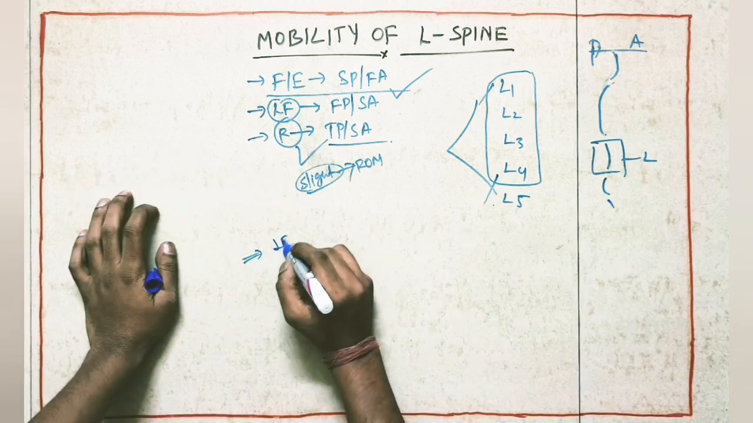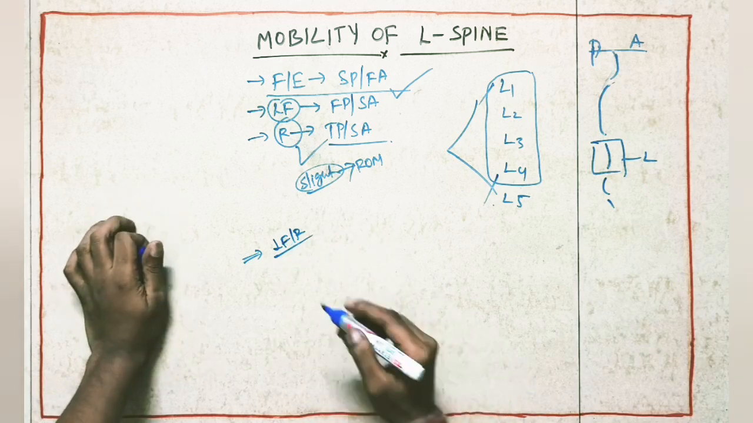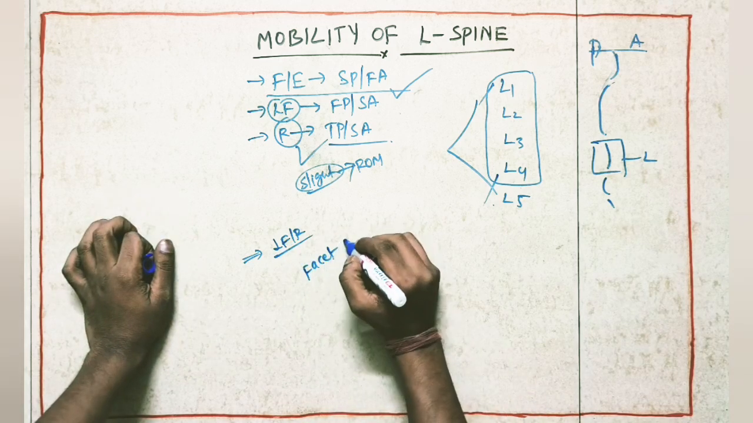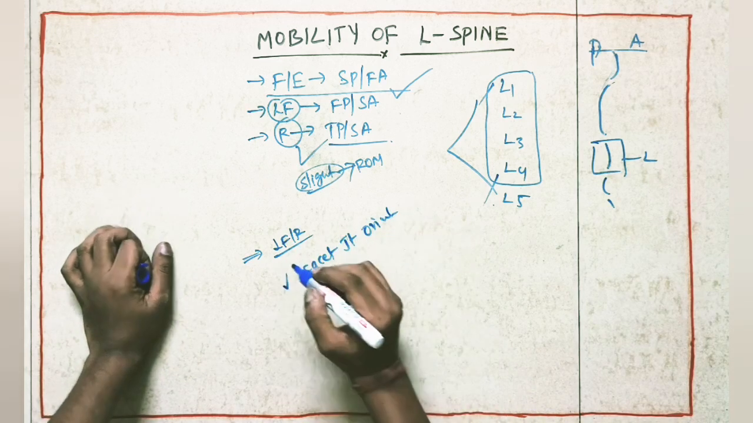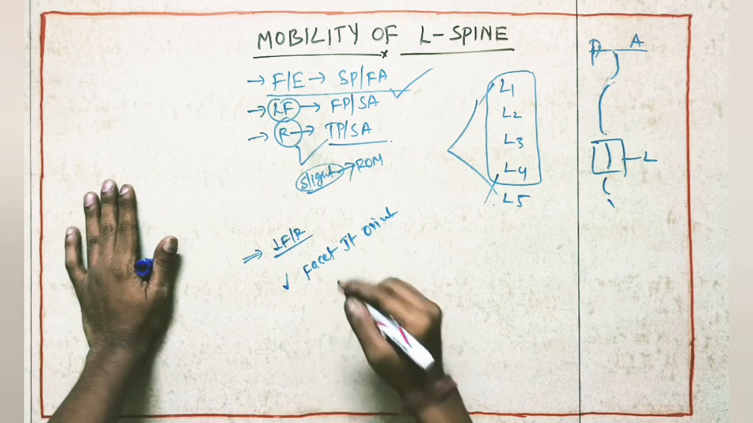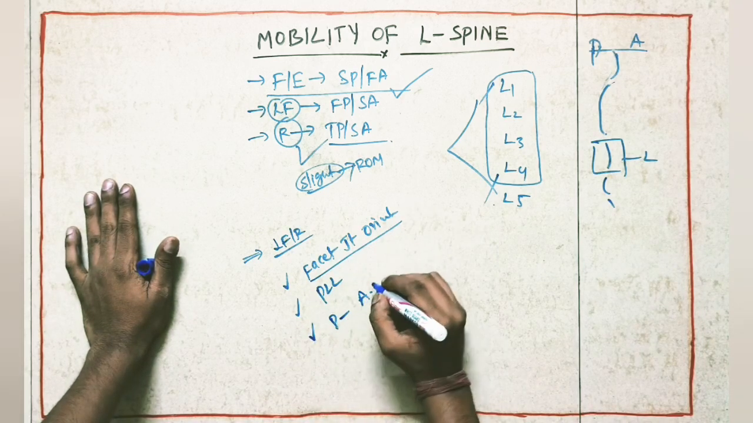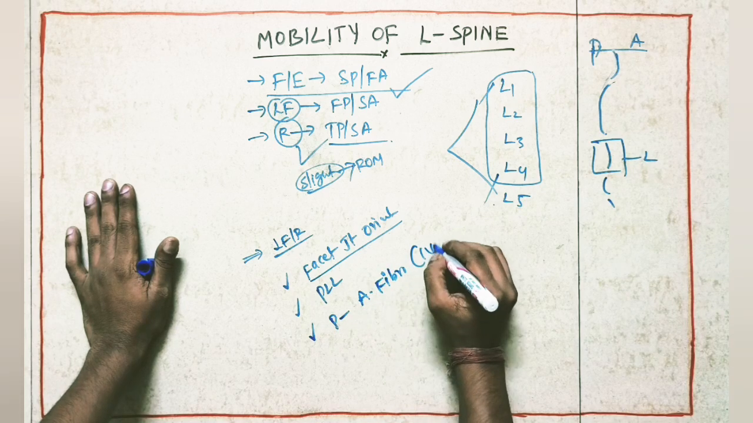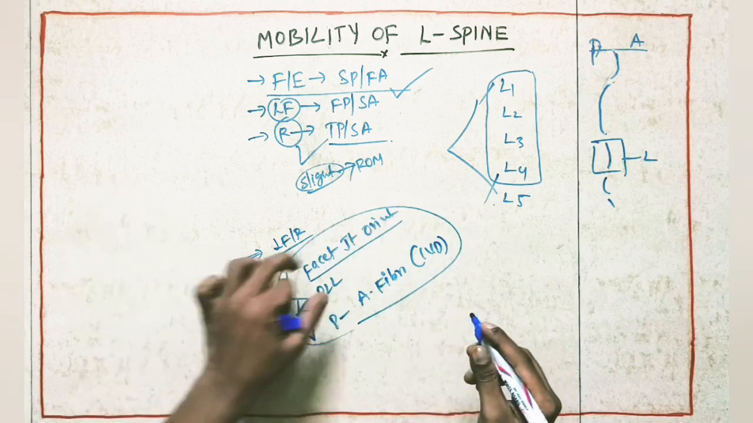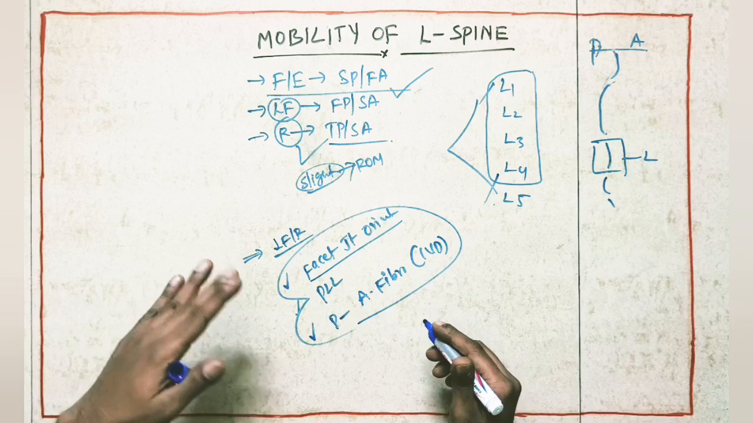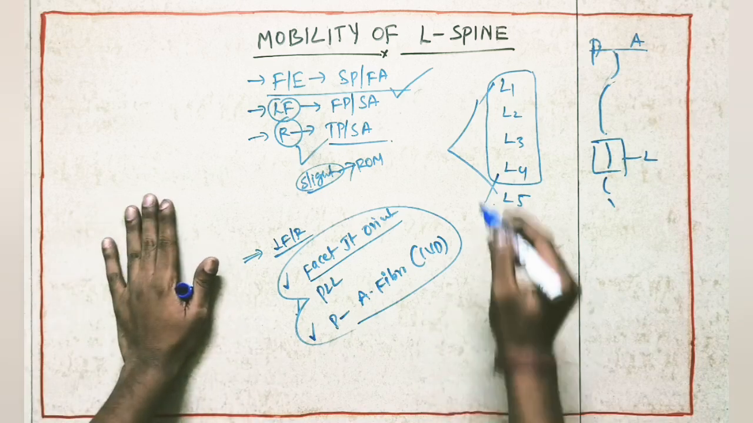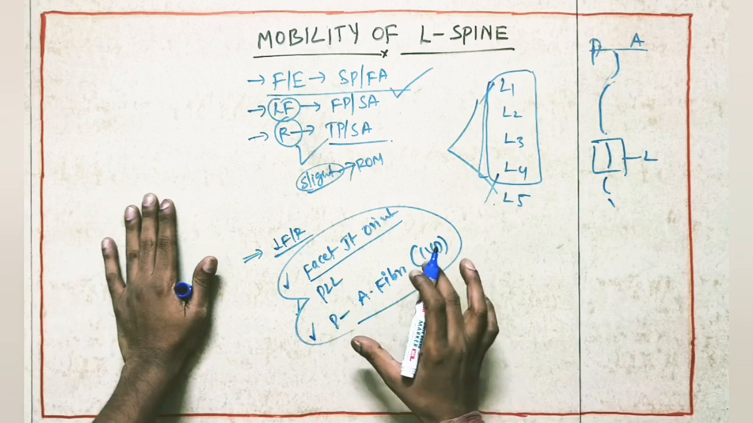Because lateral flexion and rotation movements here are very limited because of the facet joint orientation, meaning the zygapophyseal facet joints' orientation. And one more thing, the posterior longitudinal ligament and the posterior annulus fibrosus of the IVD, the intervertebral disc. So because of these structures, the lateral flexion and rotation movements will be limited in L1 to L4, limited in the lumbar spine.